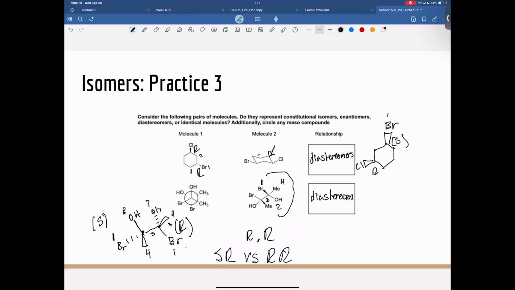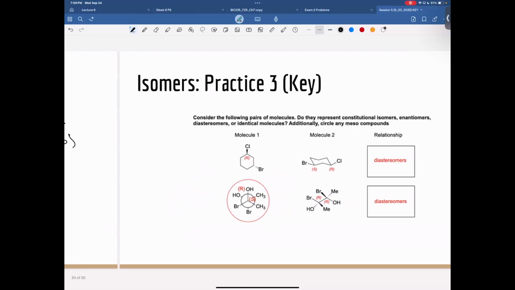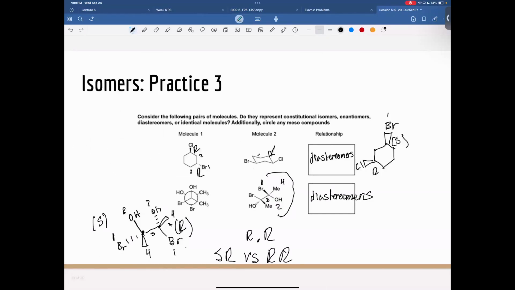You can also mention that you can solve it the other way, where you can draw the image for the second one and compare substituents. I don't know how to do it like that. No, I don't do it like that. We'll show it if you want.